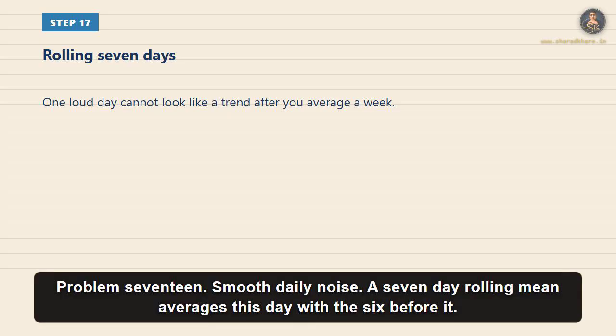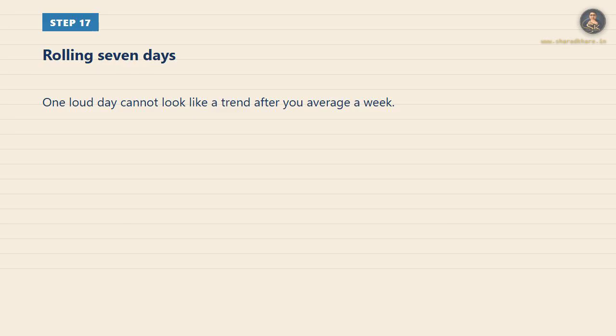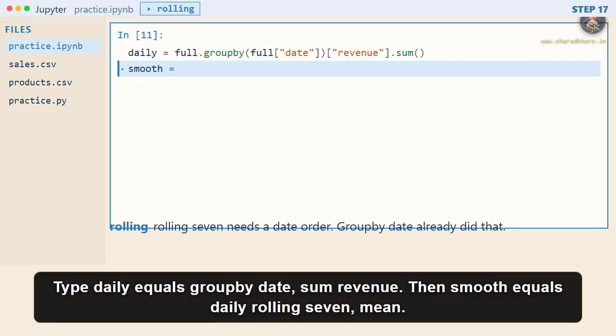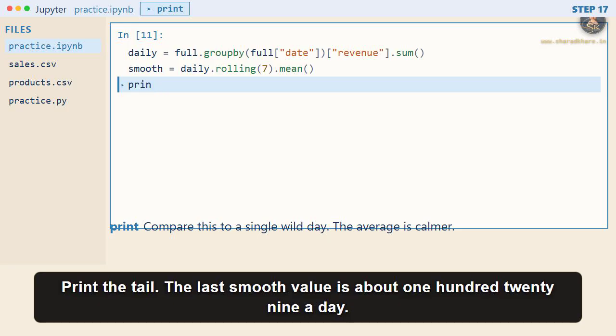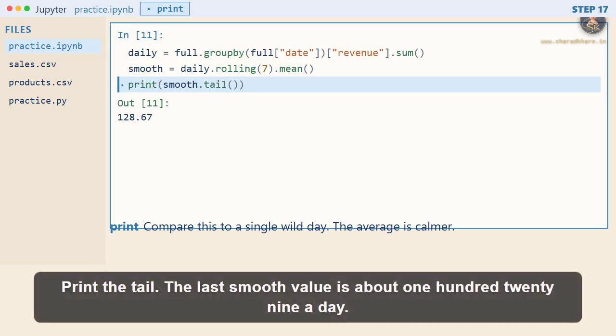Problem 17. Smooth daily noise. A 7-day rolling mean averages this day with the 6 before it. Type daily equals groupby date sum revenue. Then smooth equals daily rolling 7 mean. Print the tail. The last smooth value is about 129 a day.